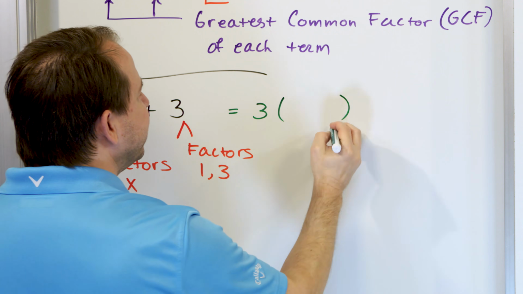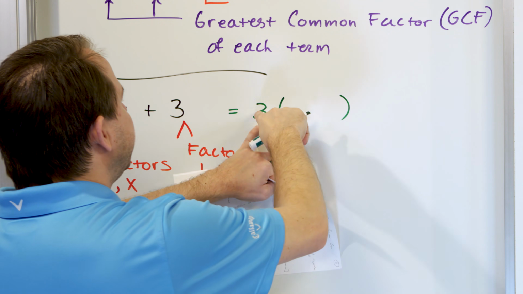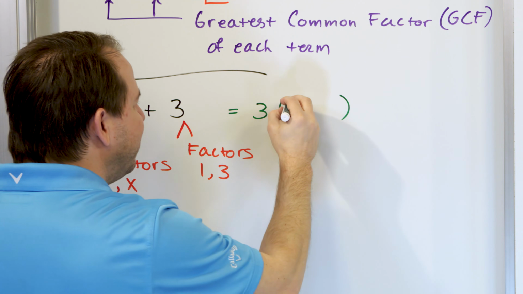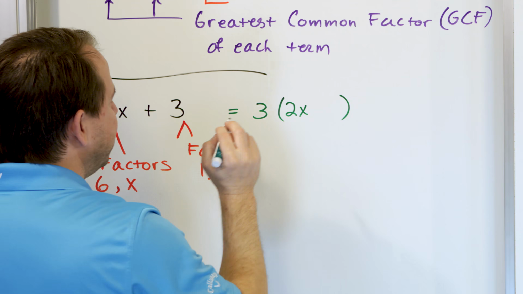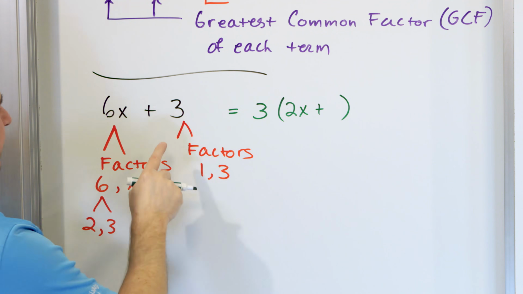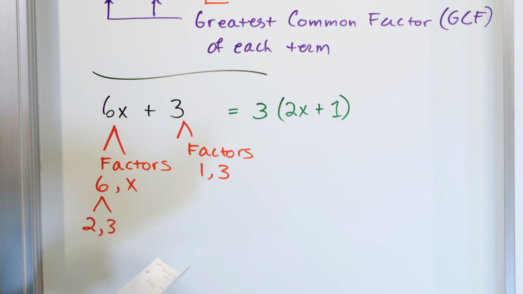Then I open up a parentheses and I have to figure out what goes on the inside. Then you do distribution in reverse. 3 times something will give me 6x. Well, 3 times 2 is 6, and the x has to be there to give me the 6x. The plus sign is here, so I have to join it with a plus sign. 3 times what gives me 3? It's going to give me 2x plus 1.